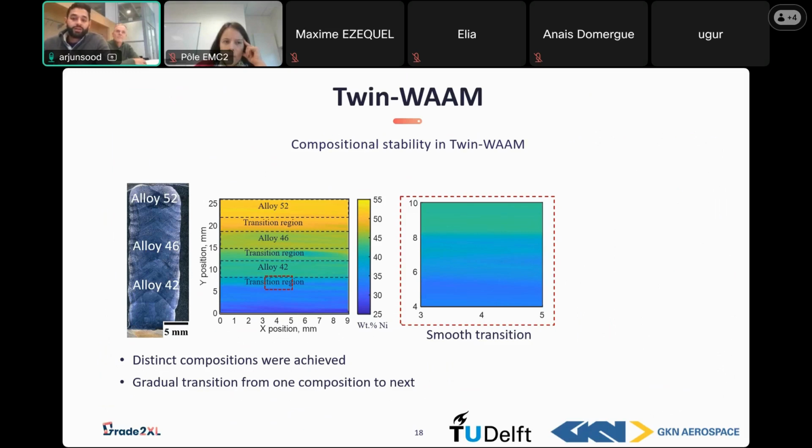Another important thing in this case is to have a gradual transition from one composition to the next. This is very important in order to avoid compatibility issues within different materials, because if there is a sharp transition, you can imagine if one material expands less compared to the other, and there's a sharp transition between the two, it will very likely lead to cracking. But by using wire arc additive manufacturing with 2 wires and in a controlled manner by optimizing the process parameters initially, you are able to achieve a smooth transition from one alloy to the other and also deposit the desired compositions that you want.